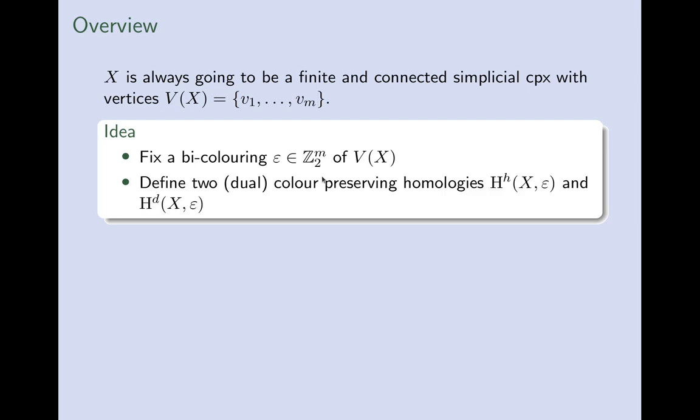Okay, now that we have this bicolored simplicial complex, we can use it to define two different homologies that sort of mimic the behavior of the usual simplicial homology of X. And these are called the horizontal and diagonal homology respectively. And their difference is in how they behave with respect to the coloring.